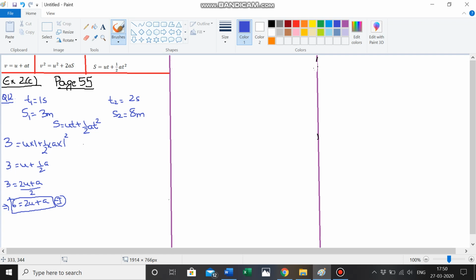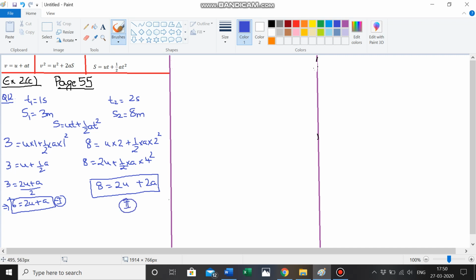In this case, it will be 8 is equal to u multiplied by time, which is 2, plus half into acceleration, we don't know, time 2, which is 2 square, which is 4. So 8 is equal to 2u plus half into a into 4. This is 2. So 8 is equal to 2u plus 2a. This is my second equation. Now we need to use simultaneous equations to solve this. I don't think you've done simultaneous equations yet in mathematics.